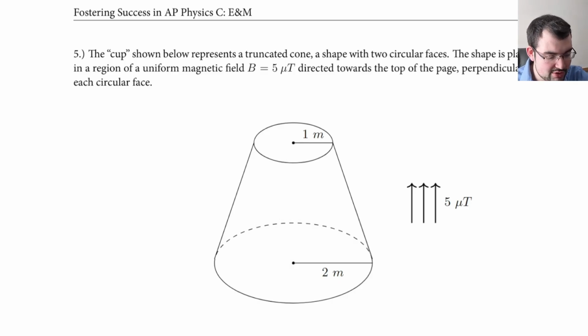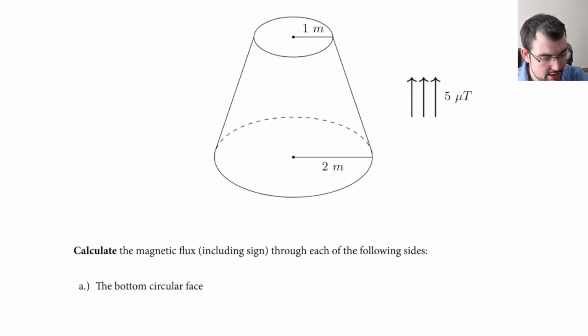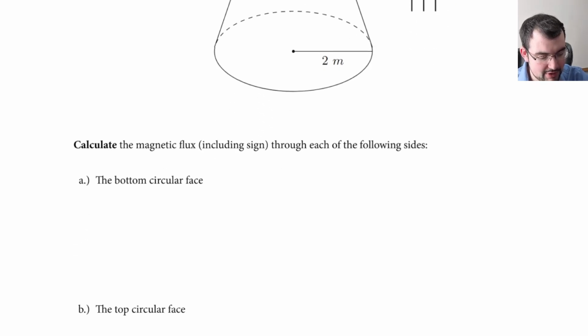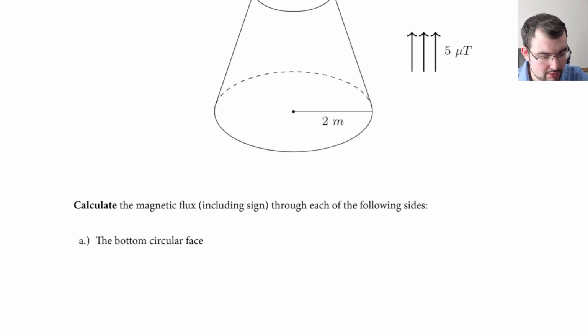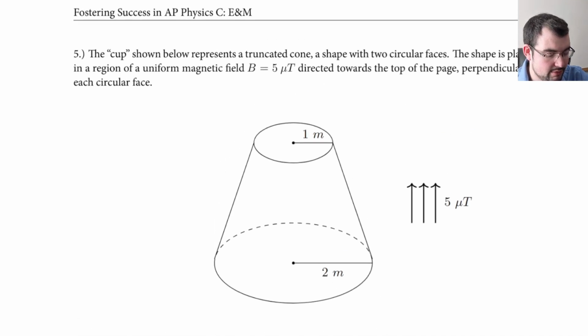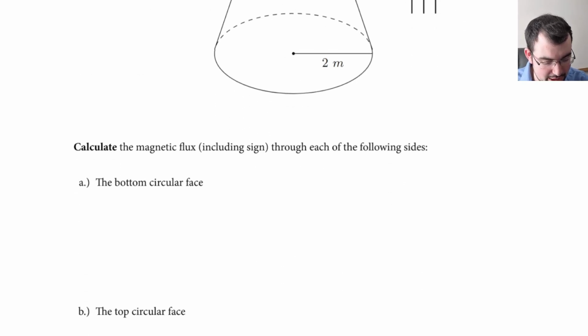So if the field enters the cup at a surface, we're going to call that negative, because it's a sink. And if it exits, it's positive. All right, so let's do that. Calculate the magnetic flux, including sign, through each of the following sides: bottom face, top face, barrel. Right? We can split this shape into 3 surfaces: the bottom circle, the top circle, and everything else, which I've called the barrel.